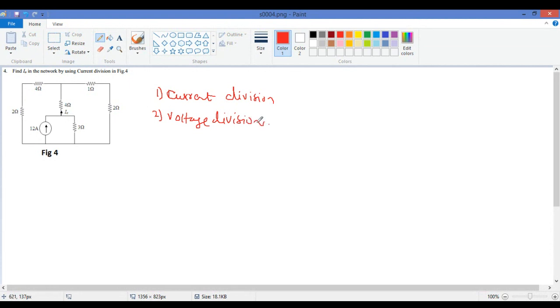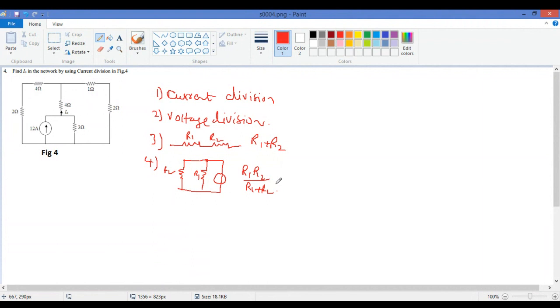We also have seen that if the resistances are in series, R1, R2, then the equivalent resistance is just we add them. If you have two resistances in parallel, R1 and R2, the equivalent resistance will be R1 R2 by R1 plus R2. This we have seen in the previous class.